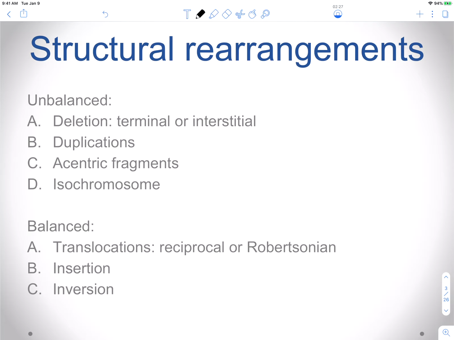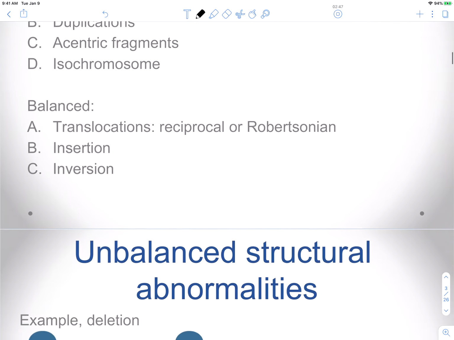We also have balanced, which is going to be translocations. There are a few different types. There's a reciprocal translocation. There's also something referred to as a Robertsonian translocation. For balanced, you can actually have an insertion, so you take genes in one area and move them to another chromosome, or you can have an inversion of those genes, but there's really no loss of the information.